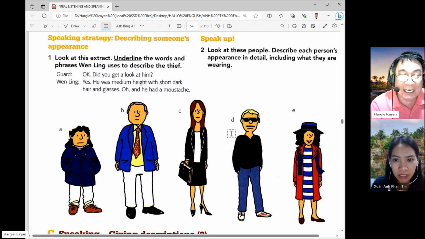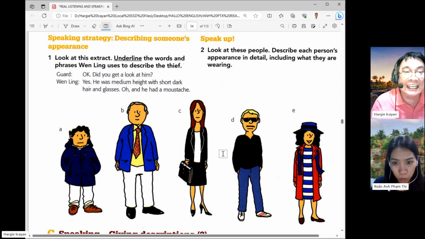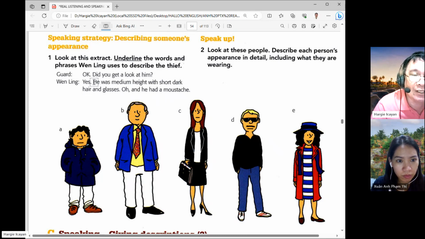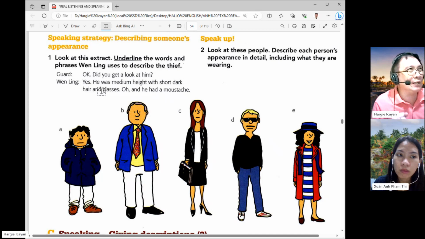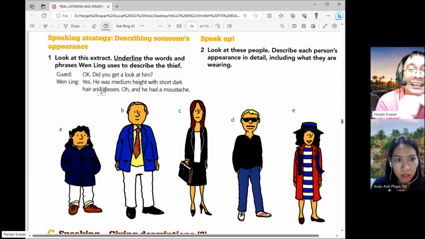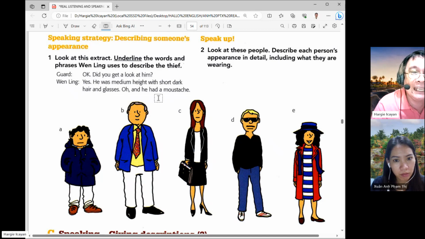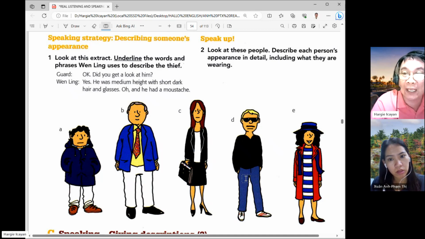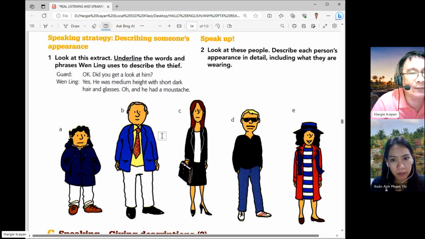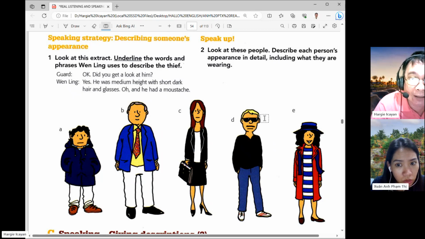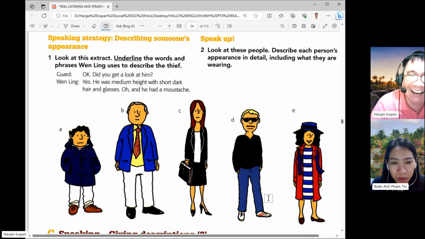Letter D. Because the letter D exactly matches the description. According to Wen Ling, he has medium height, so it's not too tall and not too short, with short dark hair. Do you think his hair is dark? Yellow. Yes.